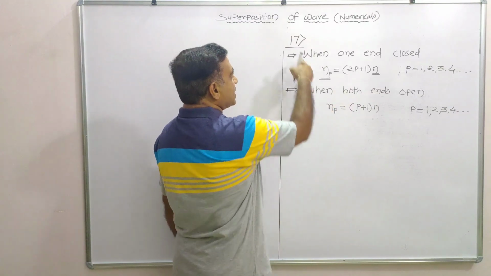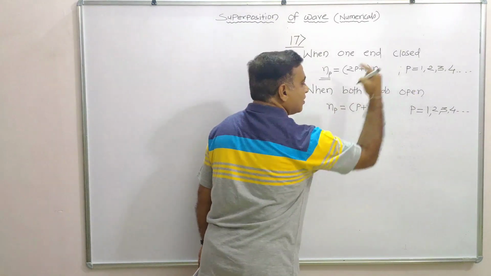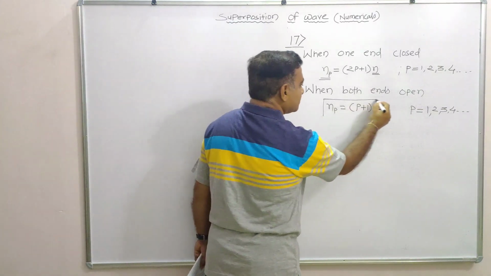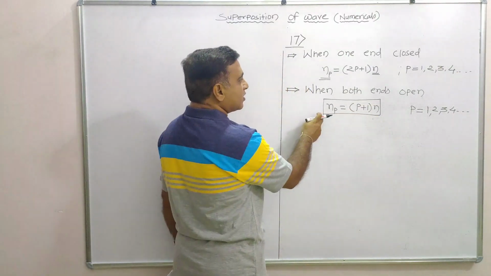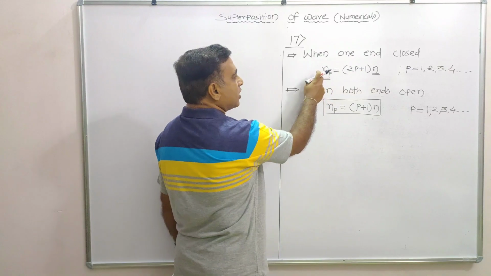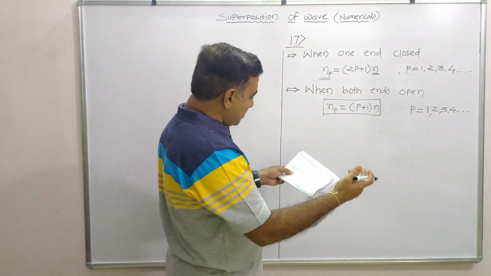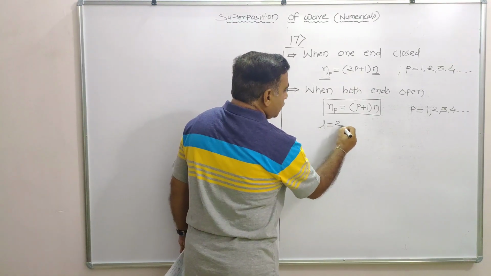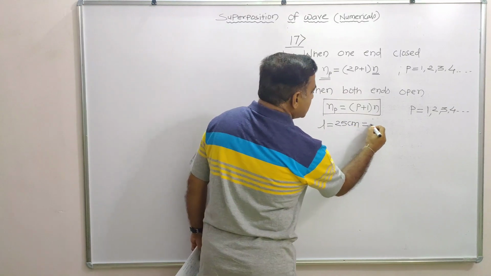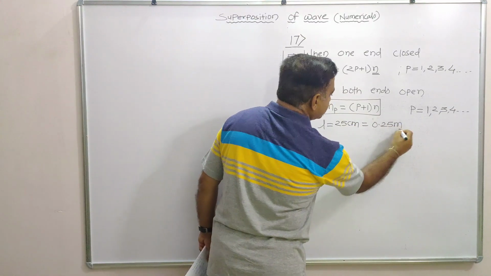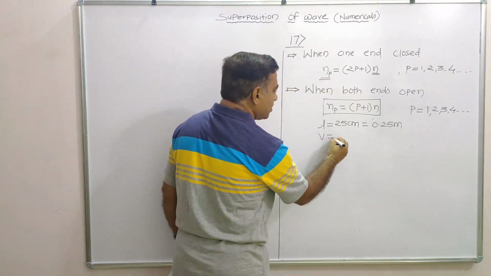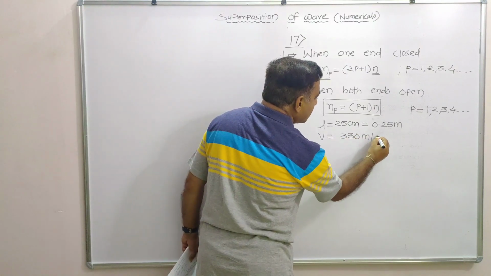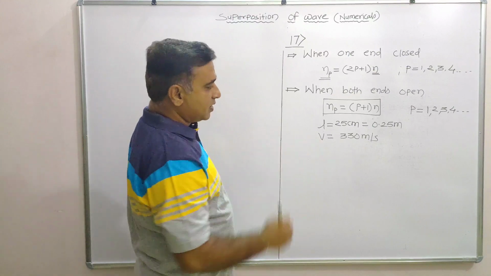Which formula are we going to utilize for the 17th? When both ends are open, we are going to utilize this formula. Instead, if one end is closed, we are going to utilize the other formula. Now what is given? The length is 25 centimeter, that means 0.25 meter. Then the velocity is given, 330 meter per second.